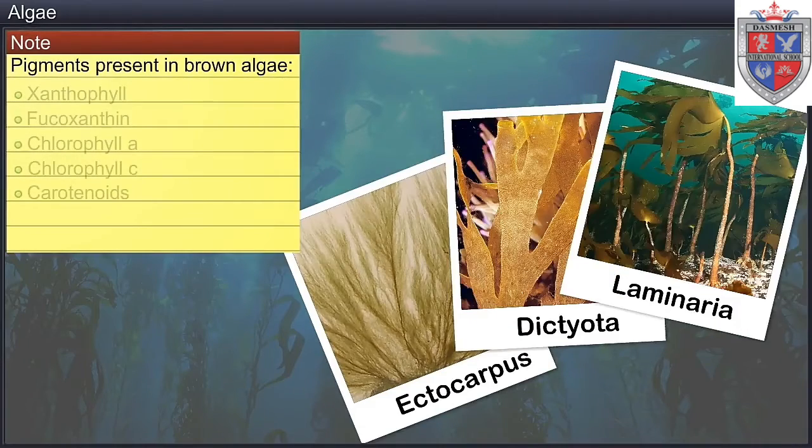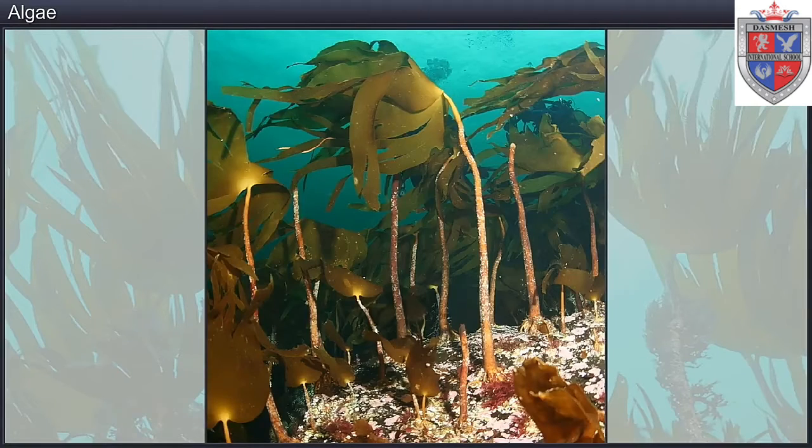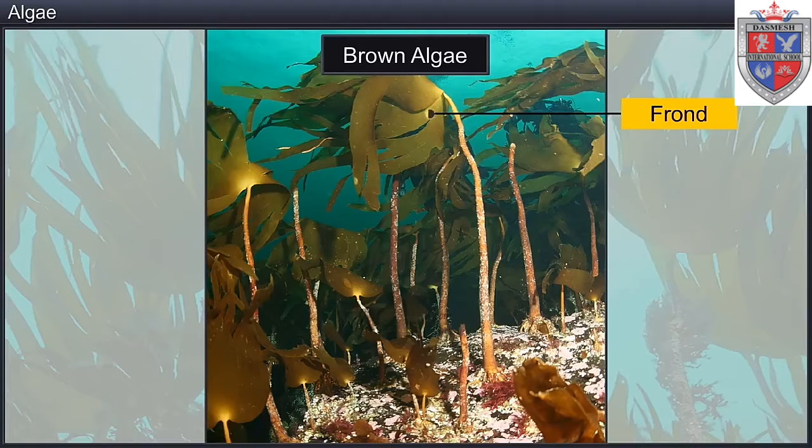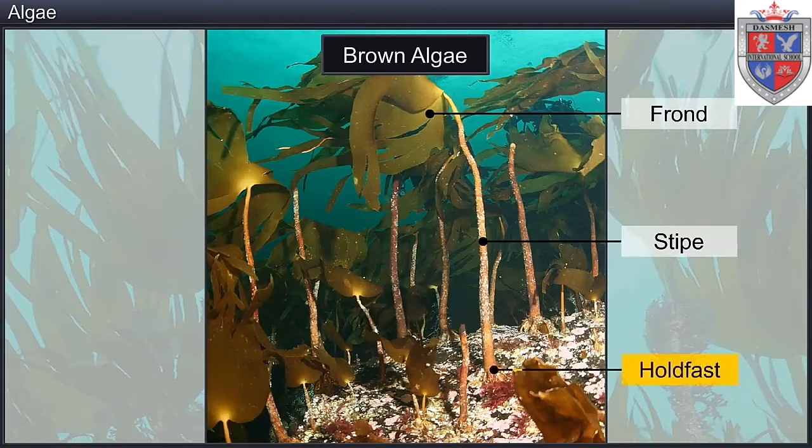They also vary in color due to the varying concentration of the pigments xanthophylls and fucoxanthin. Apart from these pigments, chlorophyll A, C, and carotenoids are the other major pigments found in brown algae. Let's now take a look at the body structure and cellular structure of brown algae. The plant body consists of a frond, a leaf-like photosynthetic organ, and a stipe that functions as a stalk. The frond and stipe are attached to the substratum by a holdfast.